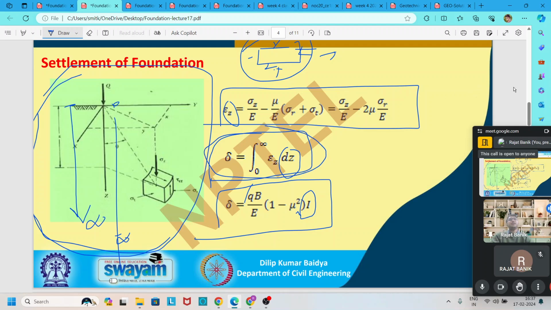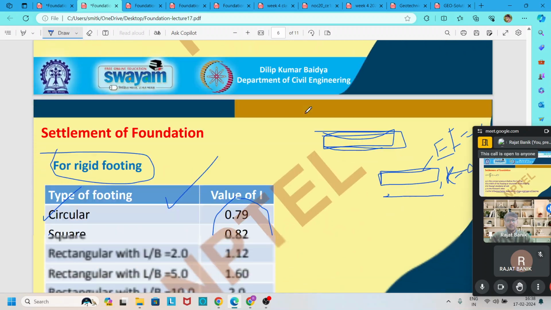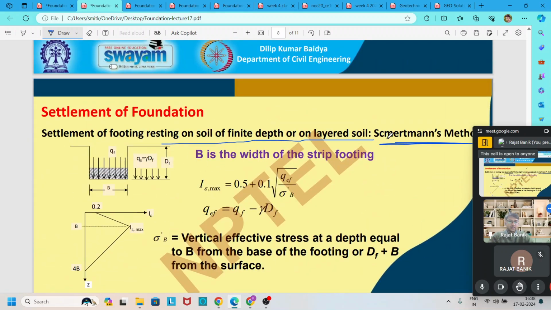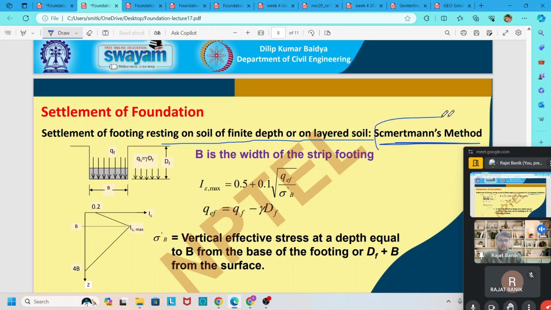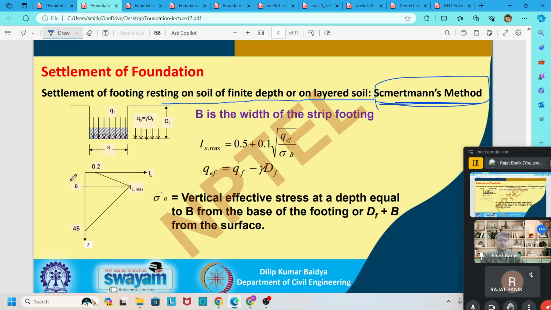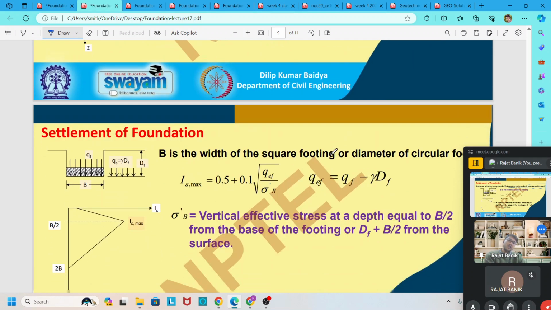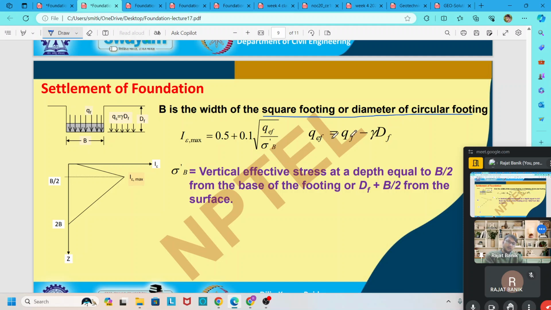But in the practical case, there is some hard layer or hard stratum, or the soil present below the foundation is in layer form, in different layers. Then this formula is modified and given by Schmertmann, and this method is called Schmertmann's method. He has given it for different types of footing: one for stiff footing, another for square or circular footing.